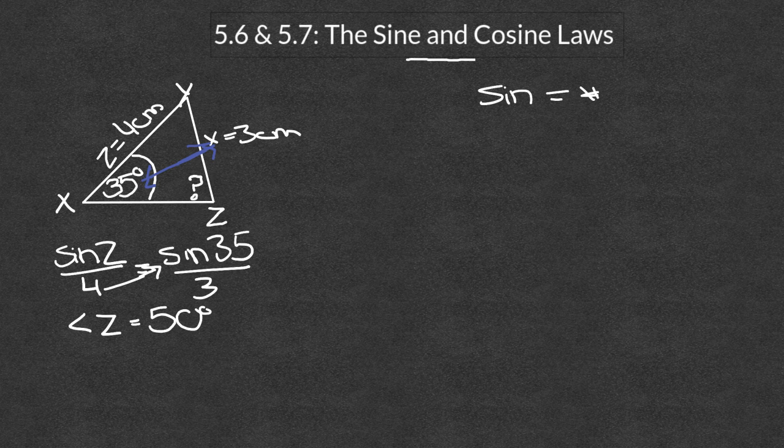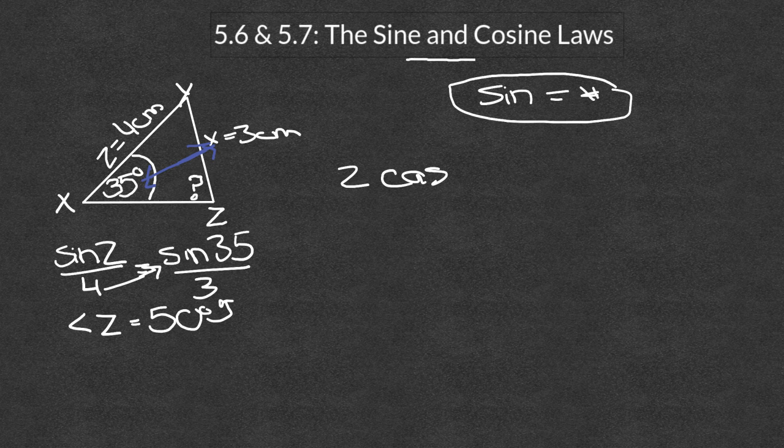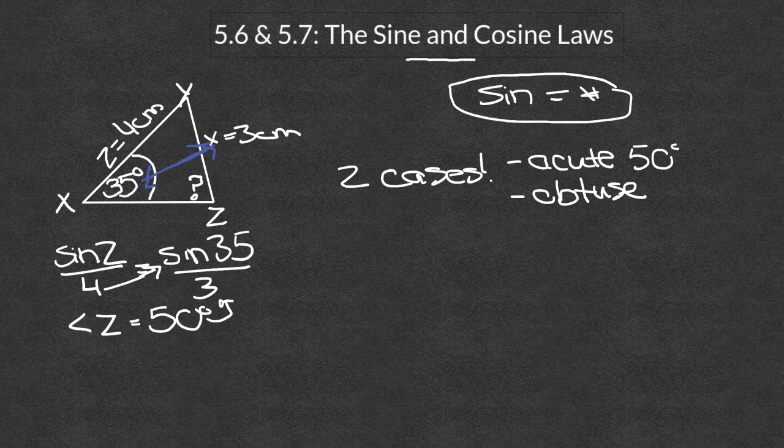In the step right before this answer, we're using the sine with a positive value. So that's this problem here. We had a non-contained angle, so that means we're going to have 2 cases. One is the acute, and that's how we got the 50 degrees. And the other is the obtuse. We get the value for the obtuse, if you remember, by just doing 180 minus 50. So our other angle is going to be 130 degrees.